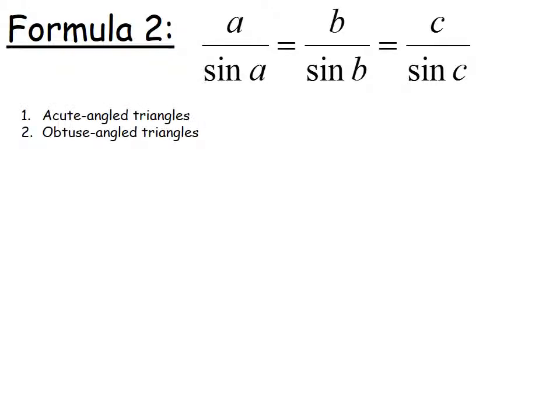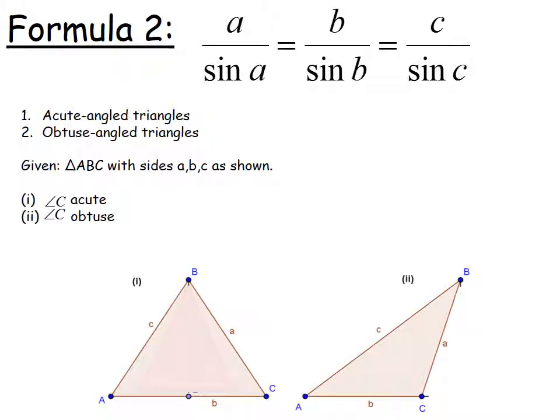We have an acute angle triangle and an obtuse angle triangle. So we're given the triangle ABC with the sides ABC as shown. In the first case, angle C is acute, and in the second case, angle C is obtuse. And we're looking to prove the formula.